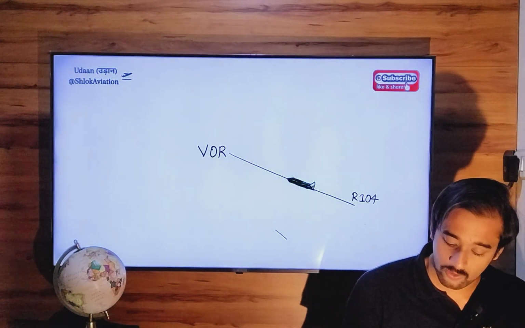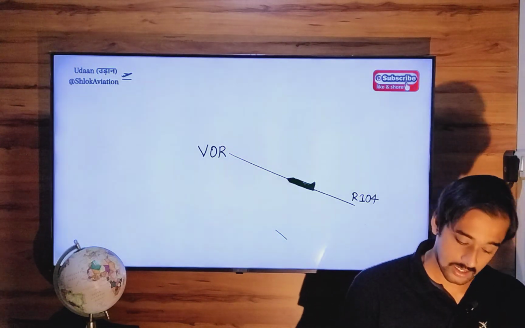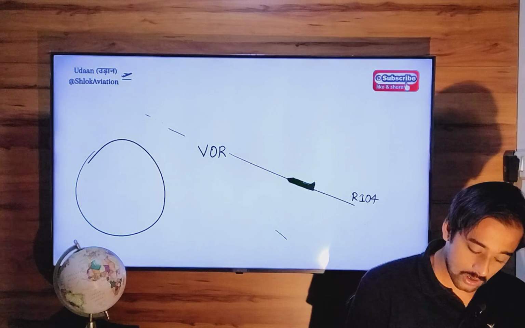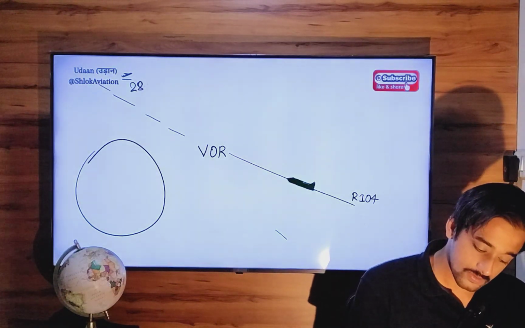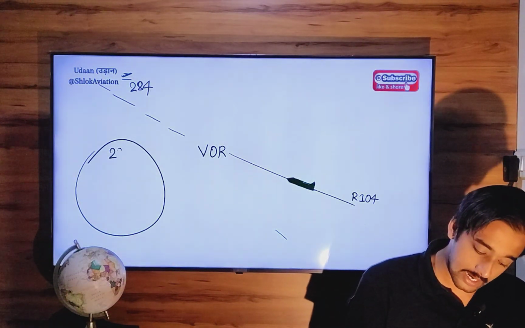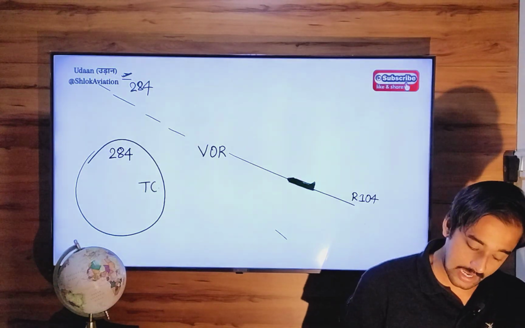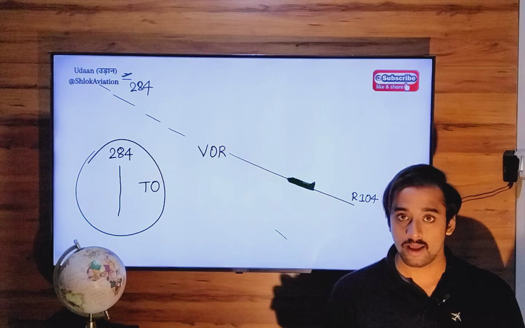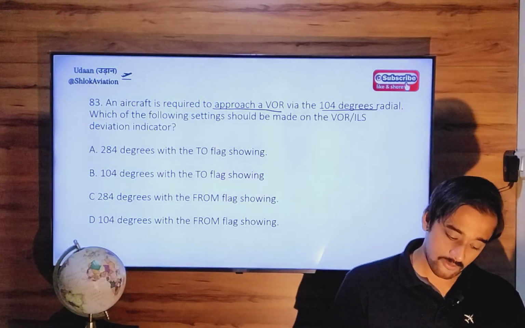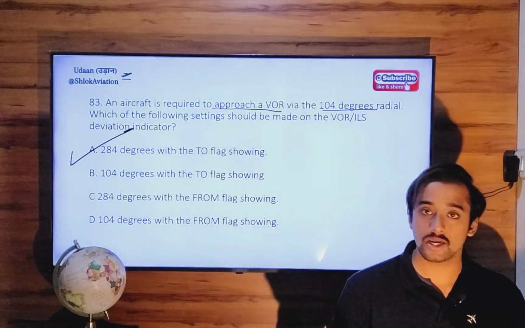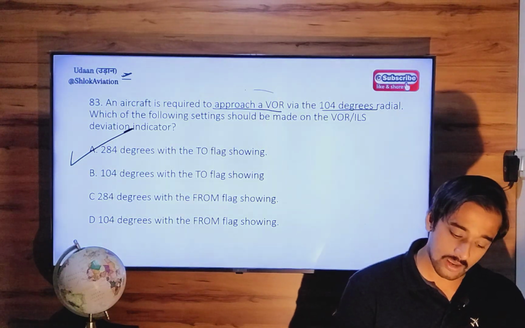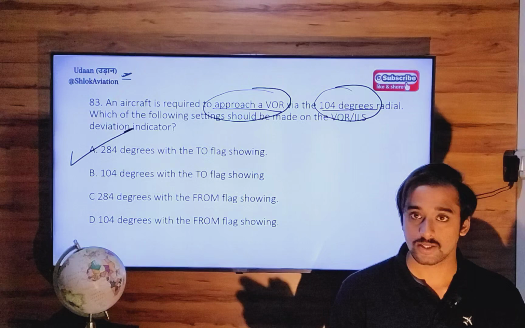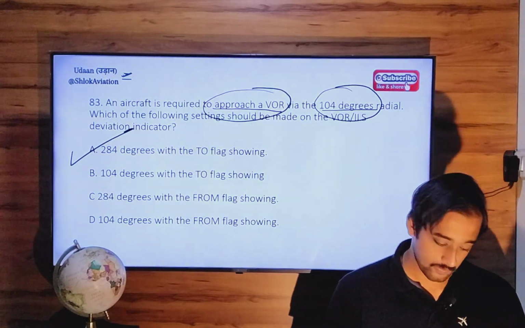In order to go inbound, what setting will you do in the OBS? You will do a setting which is the reciprocal of 104, 284, in the OBS selector, so as to get TO indication and the needle in the center, provided the aircraft is tracking center line of the radial. So the correct answer is 284 degrees with TO indication. Read the question carefully. Approach, that means going inbound. Radial is 104. So on 104 radial you are going inbound.